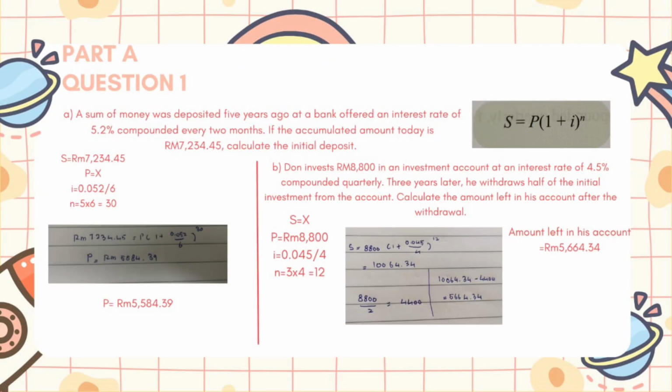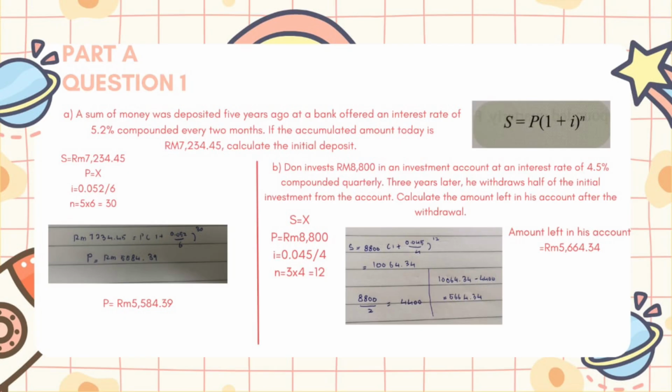Part A, question 1. A sum of money was deposited 5 years ago at a bank that offered an interest rate of 5.2% compounded every 2 months. If the accumulated amount today is 7,284.45, calculate the initial deposit. In this question, we are asked to find the value of the deposit that he made. So we will use the compound formula, which is S equals P bracket 1 plus I bracket power N.